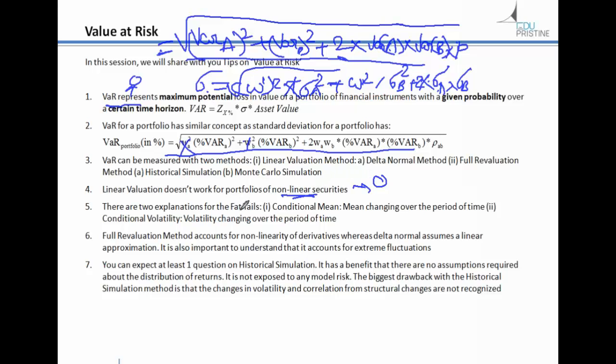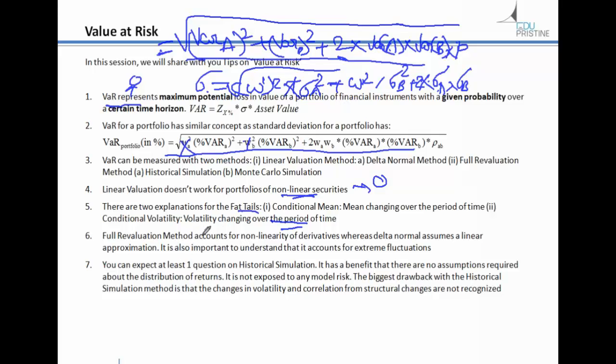There are two explanations of fat tails: conditional mean, that is the mean changing over the period of time, and the conditional volatility, that is the volatility changing over the period of time. Keep these points in mind. They are very helpful from the exam perspective.